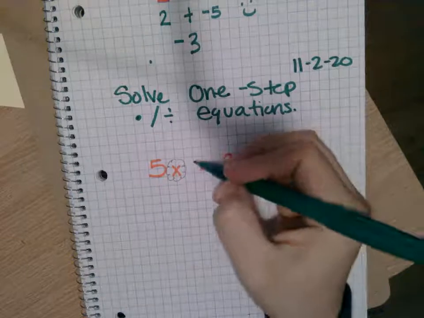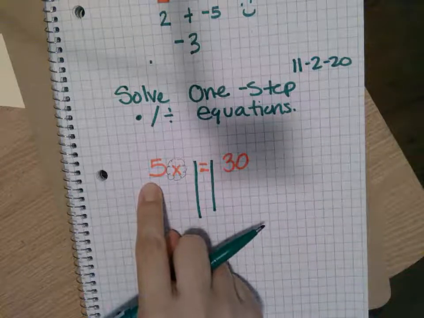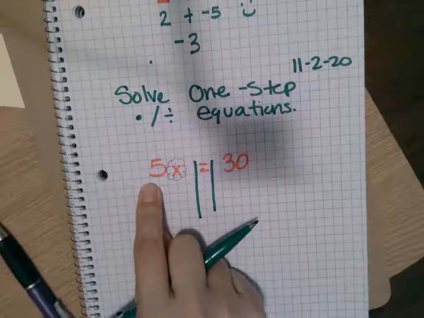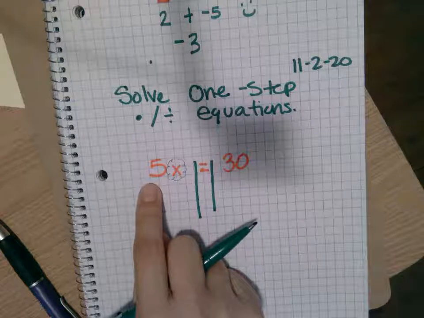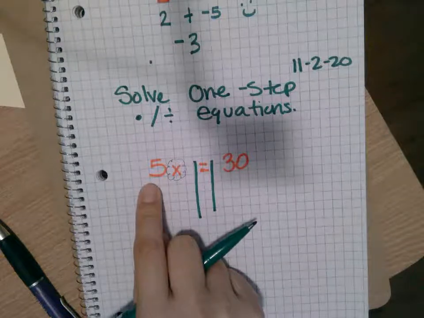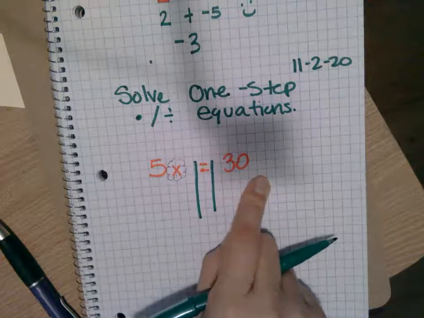So what I do is I draw the bars, right? And I have to move the 5. Now, the thing is, do I add 5? Do I subtract 5? Do I multiply by 5? Or do I divide by 5? How do I move the 5 to this side? Well, you have to do the opposite operation.